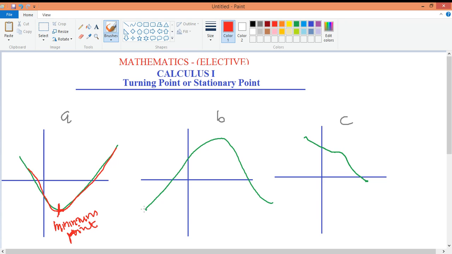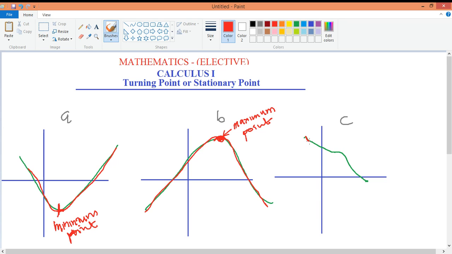On the opposite way around, when I begin tracing this graph, my hand goes up to the barest maximum, then I turn over and come down. Where I reach the apex and come down is what we call the maximum point. This turning point or stationary point is known as the maximum point.